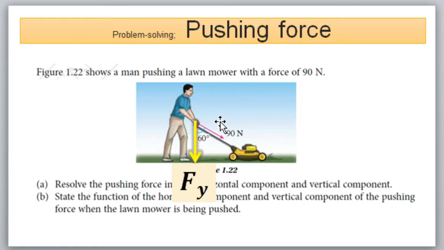So to answer the first question of B, the function of the horizontal component is to keep the lawnmower moving forward, and the function of the y component is to push the lawnmower to the ground.